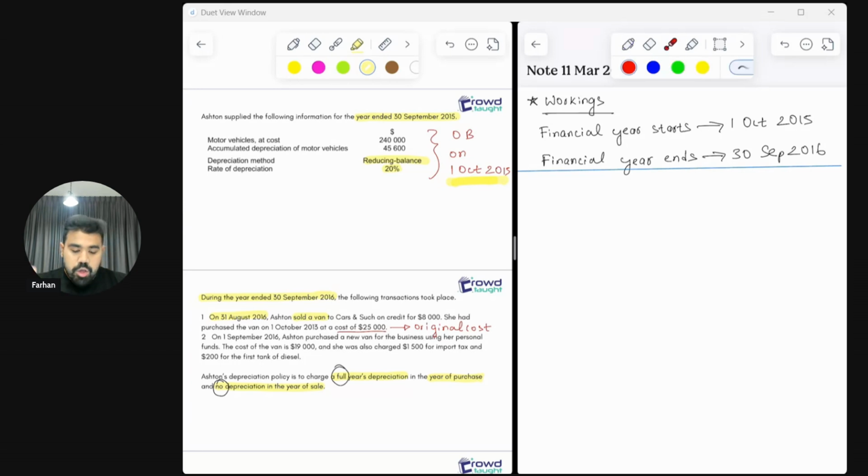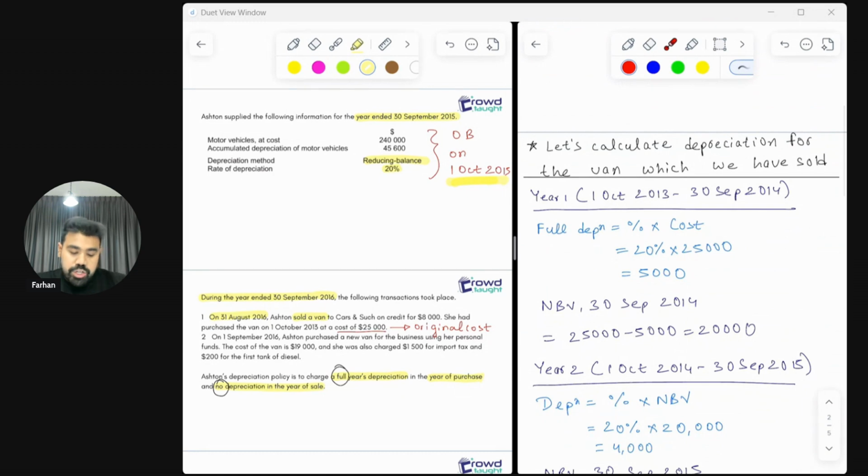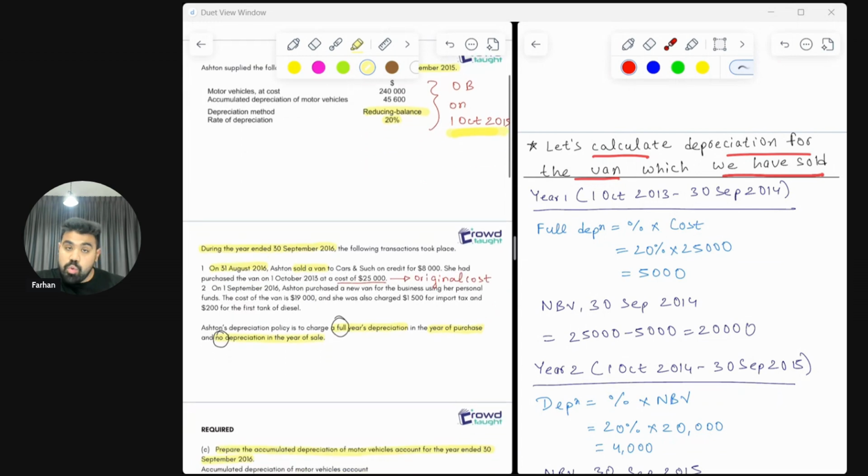So we understand we are working with a business where the most recent financial year just started on 1 October 2015. And we know this is the case because the balances that were given at the beginning of the question were for the year ended 30 September 2015. And therefore, based on this case, the financial year should end on 30 September 2016. All right. So we need to do some calculations, and after we can do the calculations, we can prepare the accumulated depreciation account. So what we want to do first is calculate the depreciation for the van which we have sold.